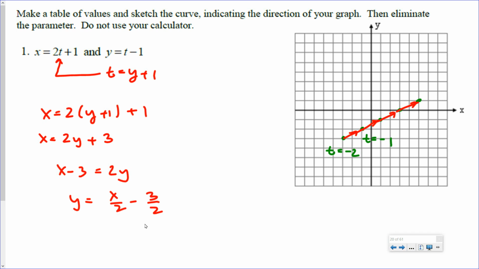All right, so right here, is this a line? What's the y-intercept? Negative 1.5. Look on your picture. Is that where your y-intercept was? Guys, what's the slope? On your picture, is that the slope? Okay, so this is interesting.